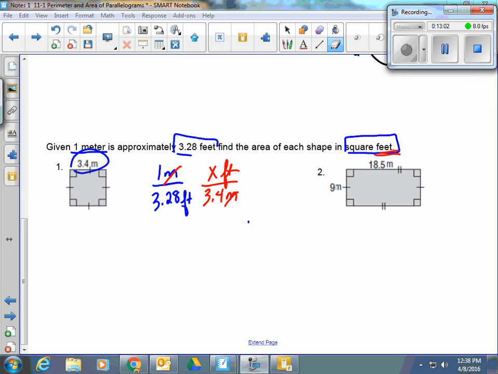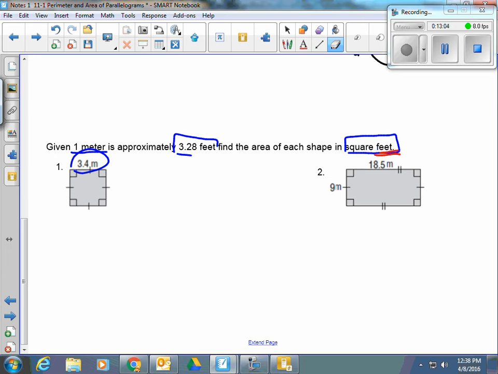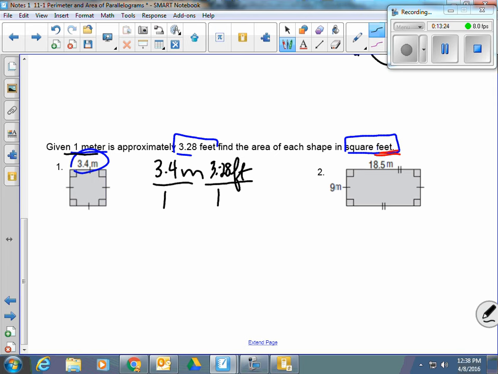Okay, sorry, right here I messed up. Please forgive me. So here's what we're really going to say. We're going to say that 3.4 meters, which is what they give us, is over 1. But I want it in feet, so we're going to put the feet on top, which is 3.28, and that is for 1 meter. Here the meters cross out.